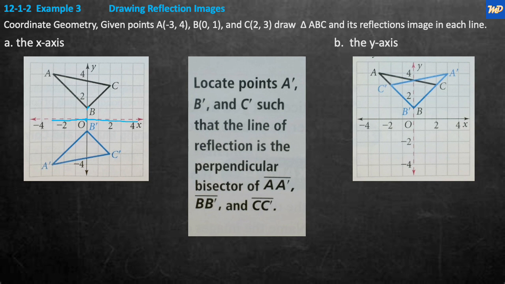C is at 2, 3. Oh, sorry, I went the wrong way. C is 2, 3. Right here is C. Over 2 in x, up 3 in y. And A is -3, 1, 2, 3, and up 1, 2, 3, 4. -3, 4. Those are the points we're talking about.